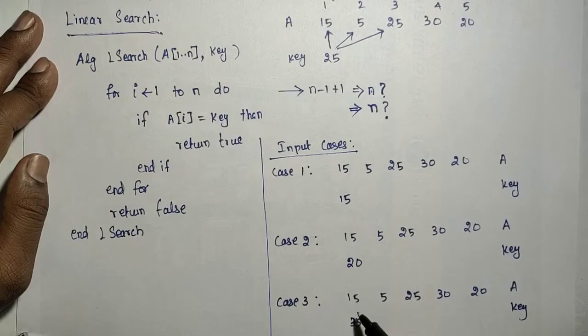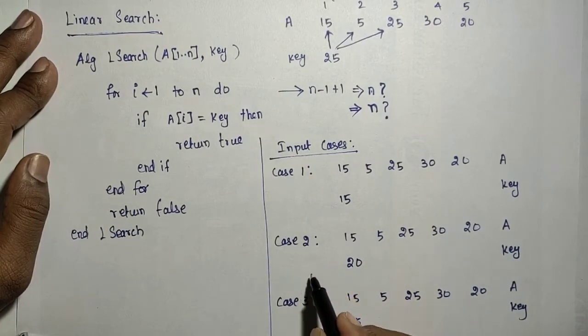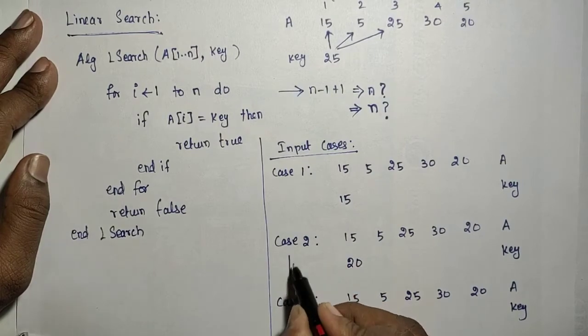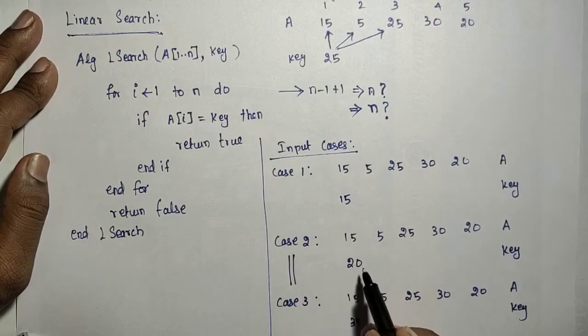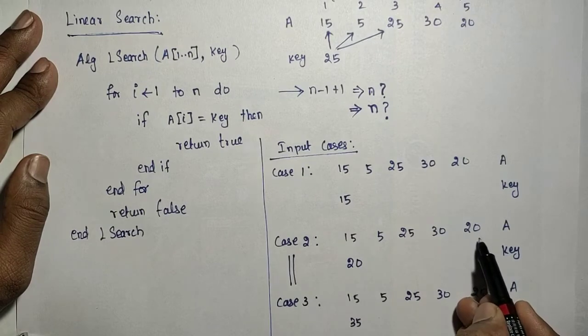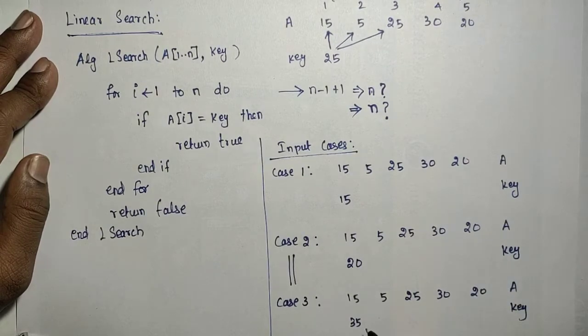The key element is not at all present in that list. 1, 2, 3, 4, 5 and then what? At the end of the fifth iteration, the loop gets terminated, and returns false. So in that case also, 5. So case 2 and case 3 are the same. It means that the element is present at the last position or the element is not at all present in the list. That will be considered as case 2.